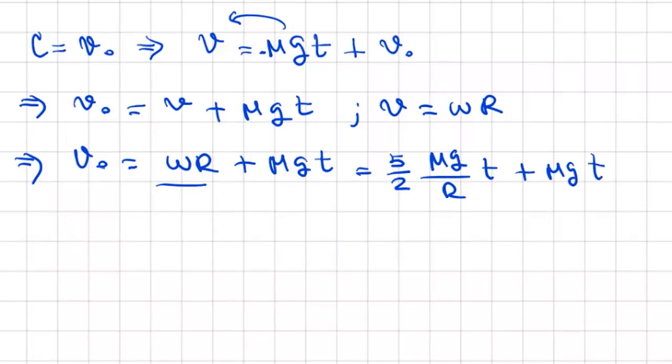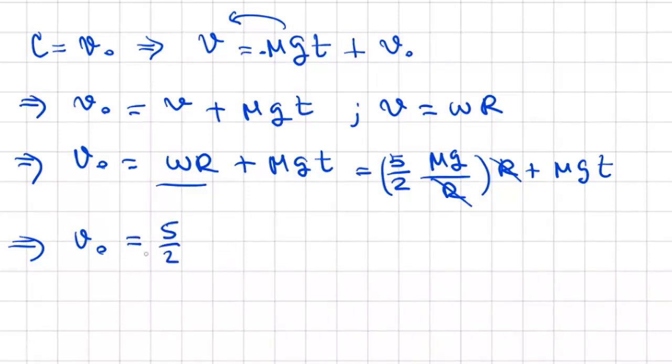Okay, I forgot to write something. This is omega, and we have r plus mu g t. We simplify similar terms, and we get the following equation: phi dividing 2 mu g t plus mu g t, and that is equal to 7 dividing 2 mu g t.